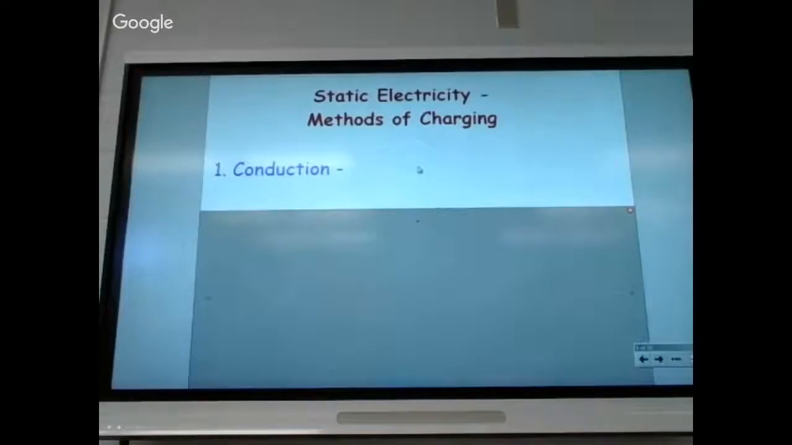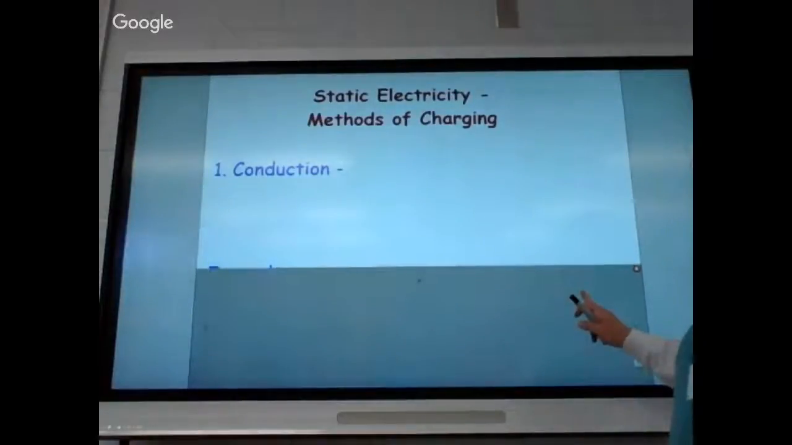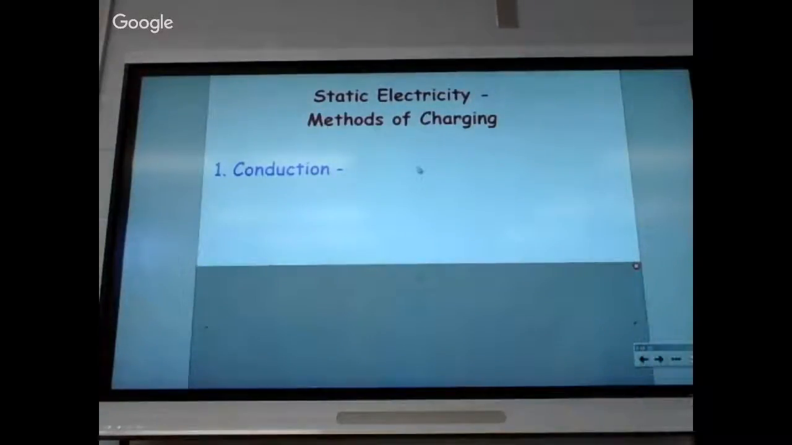You remember when we talked about the three types of heat transfer? What were the three types of heat transfer? Now we're going to talk about the three methods to create charging, to create static electricity. The first one happens to be the same, but it's the only one that's the same. So the first method to create static electricity is called conduction. So what is conduction?